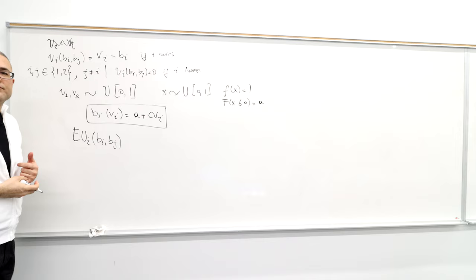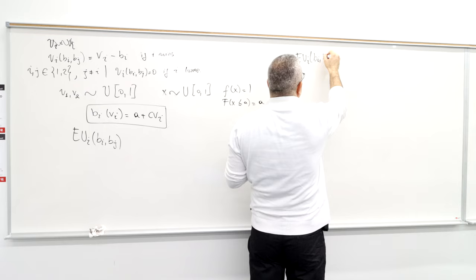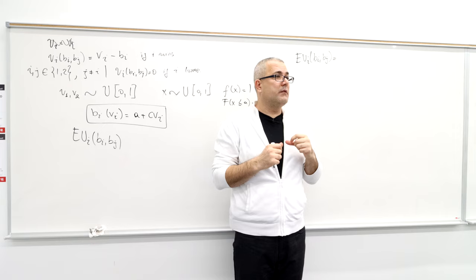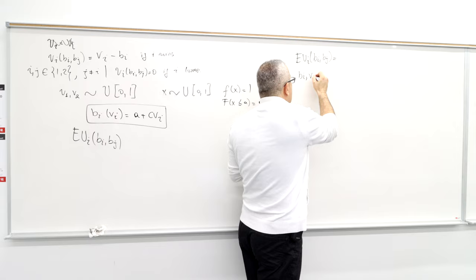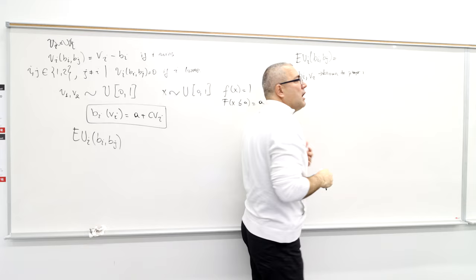Don't forget, there are things you can observe and there are things you can't observe in this game. So let me write it here so that everybody can see it. I'm a player i. I choose Bi, right? So to me, Bi is something that I know, because I am the one who determines Bi. What else? I also know Vi, because I know myself, I know my valuation. So these are known to player i. Okay, what is unknown?